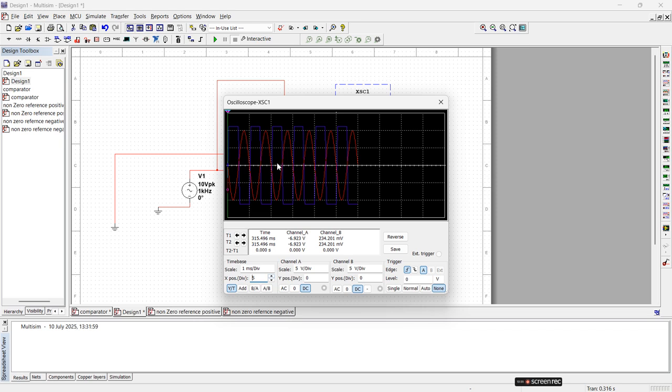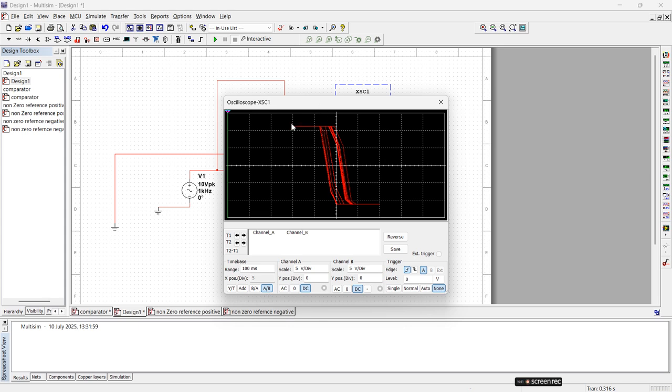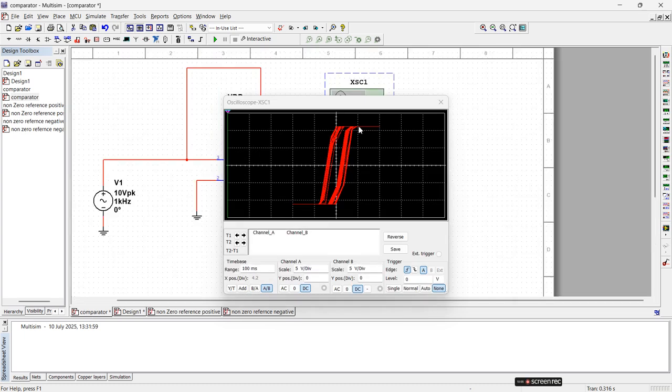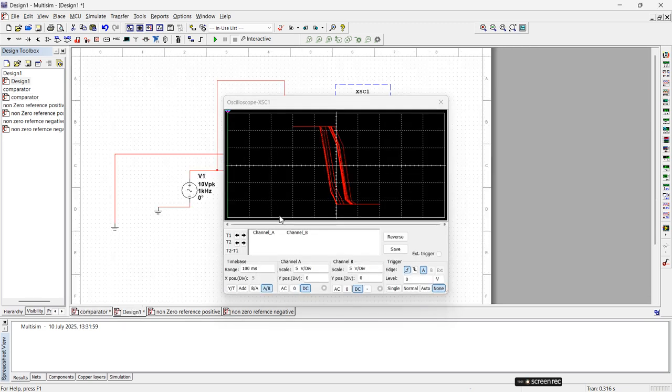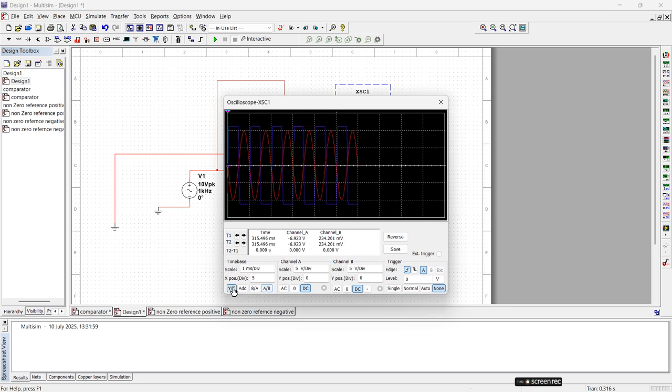So what was the previous one? In the previous one, the output and input are in line, zero crossing. So this is the inverting zero crossing. You can get the output on the negative side. So this is the output. How to see the hysteresis curve? Compared to the previous, which was on the positive side, this is on the negative side. I hope you understood the zero reference, positive and negative.